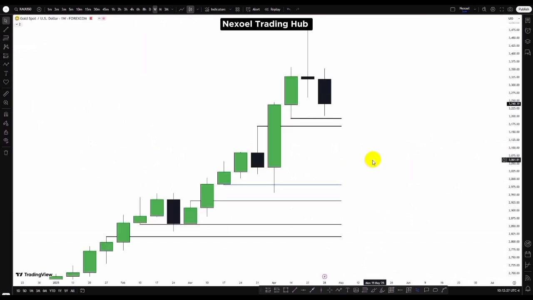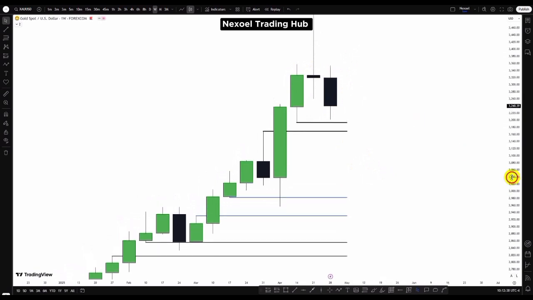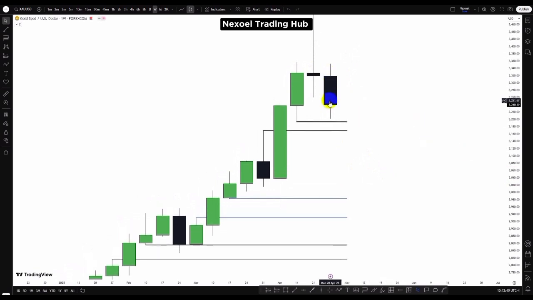Here in gold, what we can see from the weekly time frame is that in the last 2 weeks price took out buy side liquidity. So we expected to see price go straight to the downside, and then have bullish movement to the upside. But clearly what we can see is price traded to the downside and closed bearish.